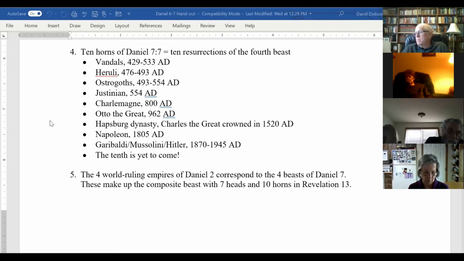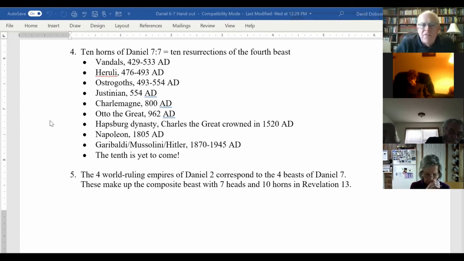But the court shall be seated. They shall take away his dominion to consume and devour it, to consume and destroy it forever. Then the kingdom and dominion and the greatness of the kingdoms under the whole heaven shall be given to the people, the saints of the Most High. His kingdom is an everlasting kingdom, and all dominions shall serve and obey him. This is the end of the account. As for me, Daniel, he says, I have had it. My thoughts are greatly troubled. My countenance changed, but I kept the matter in my heart.